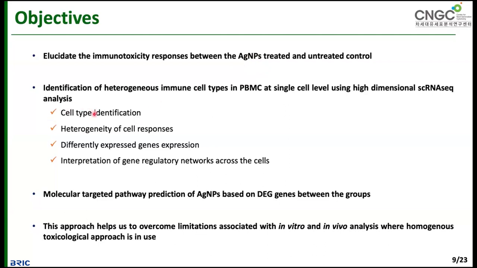So for that, we identify cell type identification, and we also look at the heterogeneity of the immune cell response one by one. We did the DEG expression, and we also interpreted the gene regulatory network and molecular pathway. So that is our main objective for this study.